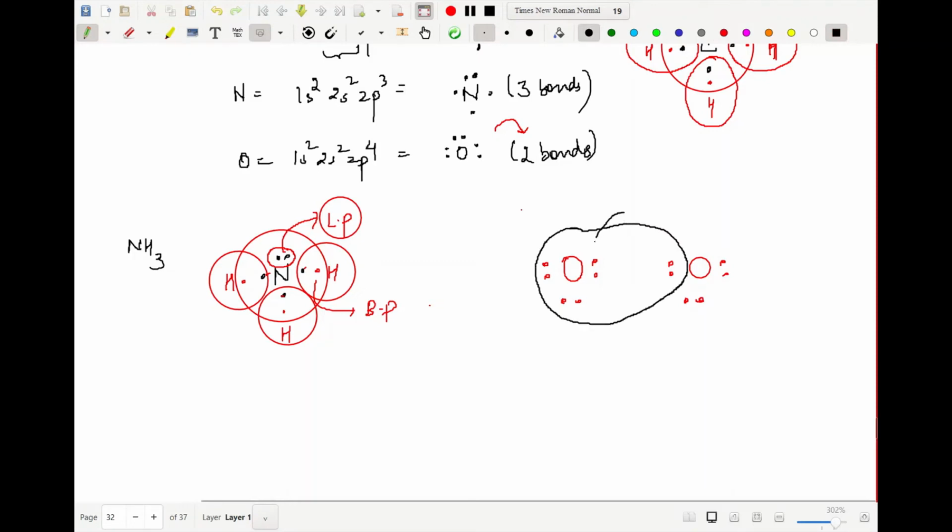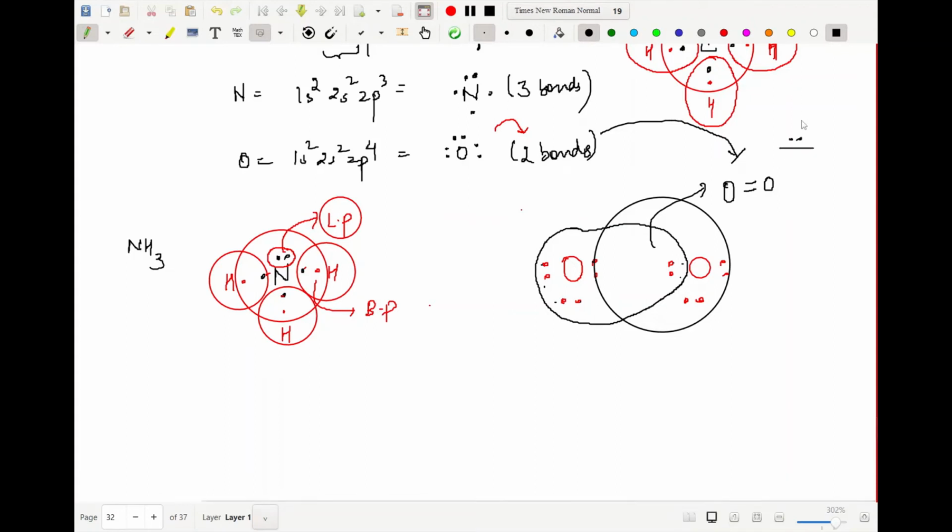I'm sorry for the way this picture is drawn, but I hope you understand the meaning. This atom has 1, 2, 3, 4, 5, 6, 7, 8 electrons, and this one also has 8 electrons, and that is why we have a double bond between the oxygens, because oxygen needs to form 2 bonds, right? Each bond means a sharing of 2 electrons.